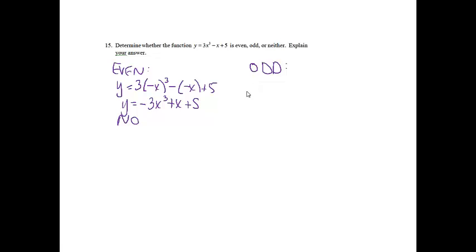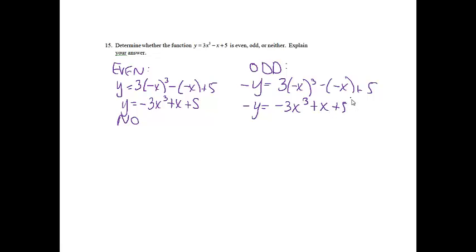So now I'm going to check for odd, and when I check for odd, I'll replace the y and the x with negatives. So negative y equals 3, negative x cubed minus negative x plus 5. And then I'll get negative y equals negative 3x cubed plus x plus 5. And then I'm going to multiply by -1 to get rid of my negative y. So this will give me y equals 3x cubed minus x minus 5. It almost matches, except this says plus 5 and this says minus 5. So that will not work either. So this function is neither.